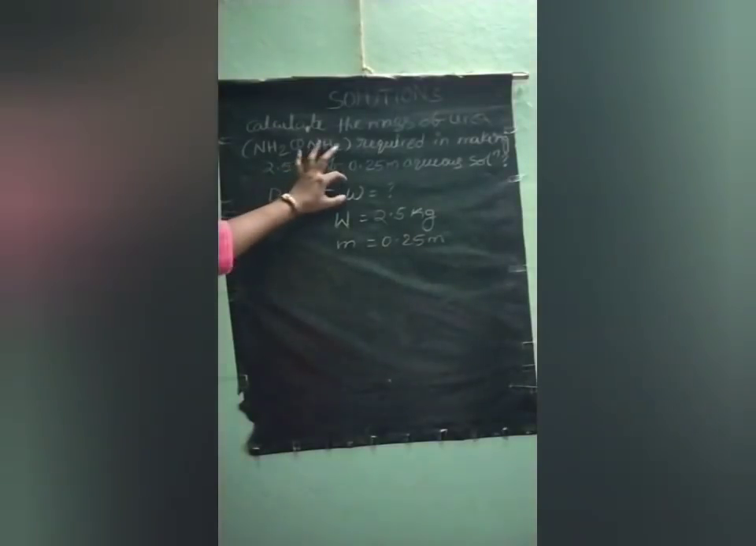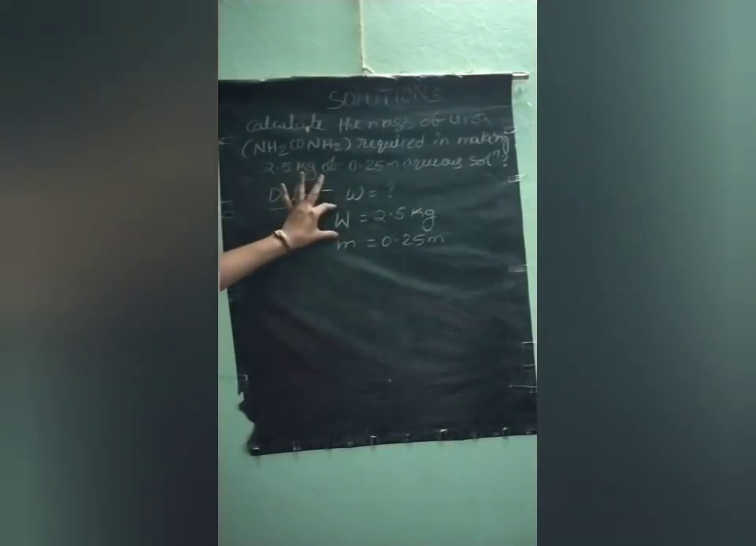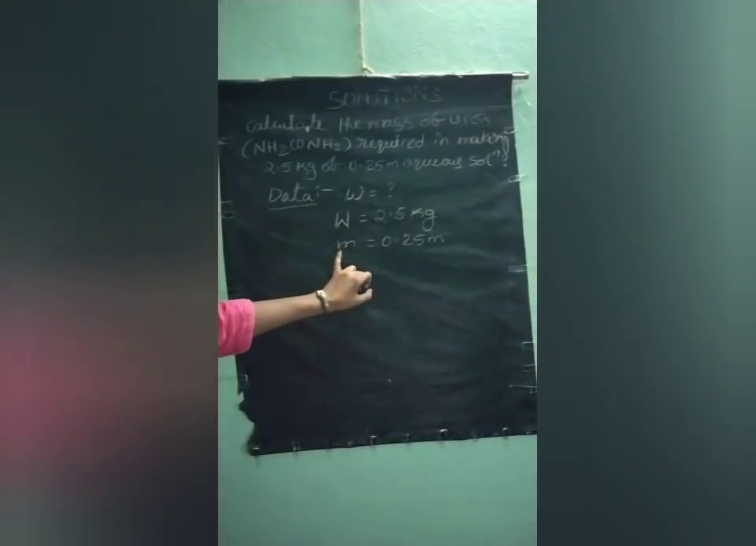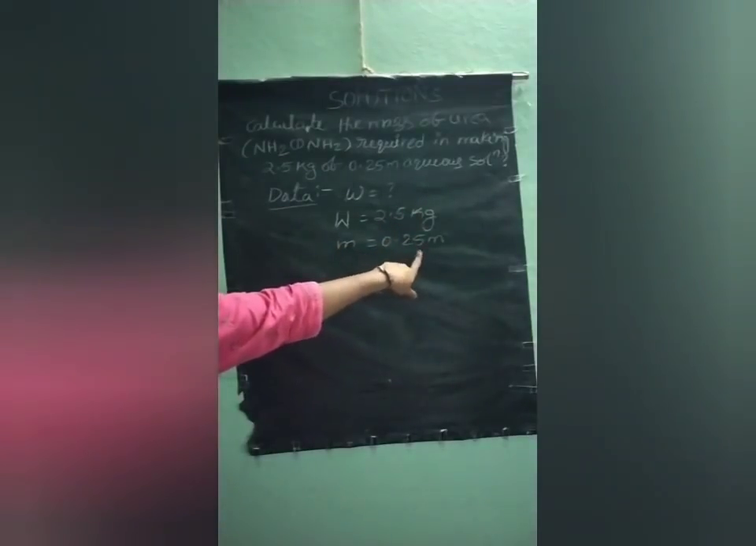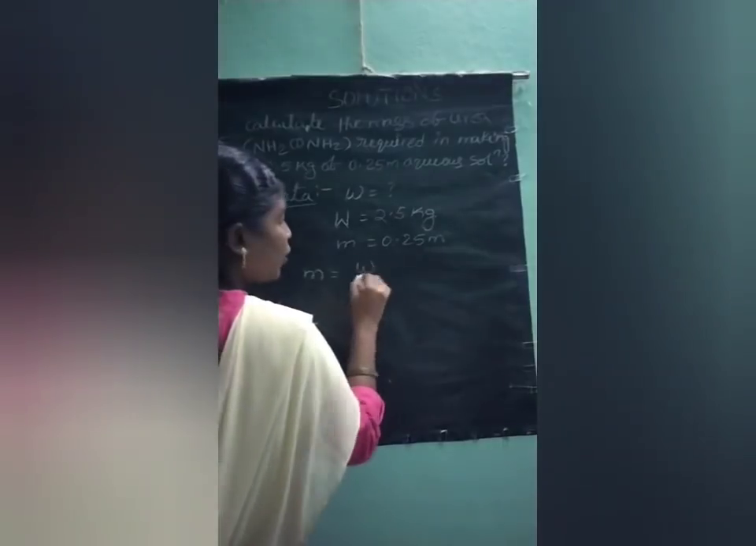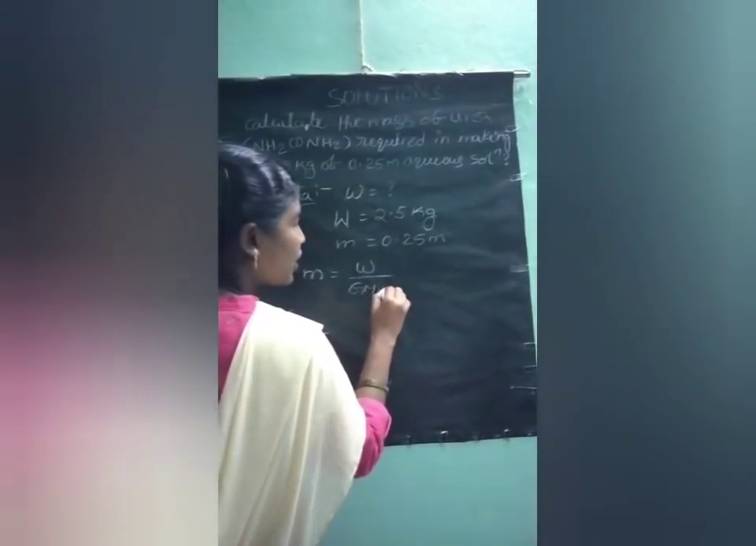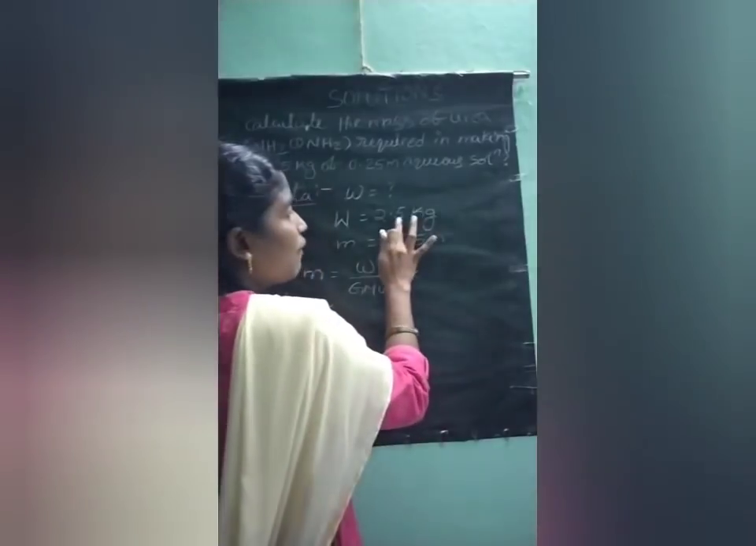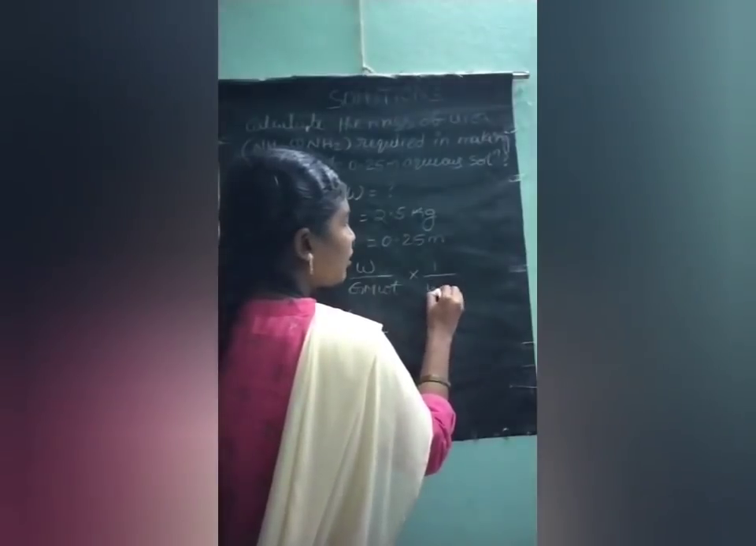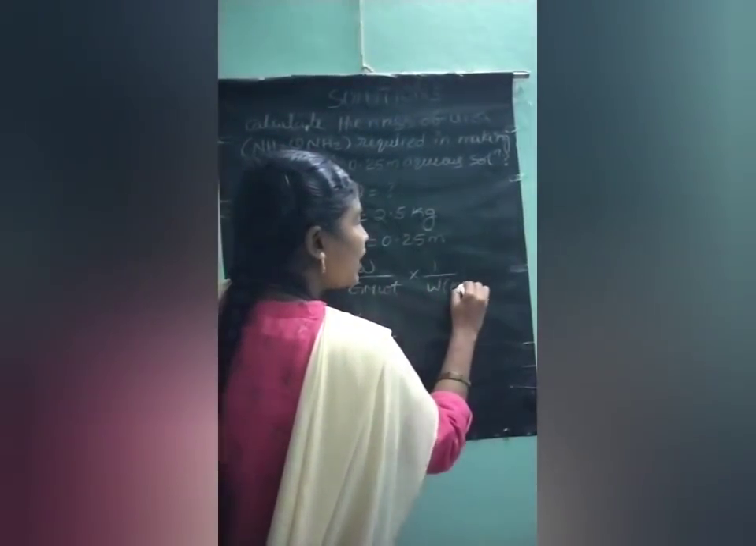2.5 molar. So this is the data given in the problem. Find the weight of the solute; the weight of the solvent is 2.5 kgs, and molality is equal to 0.25 molar. So what is the formula for molality? Molality is equal to weight of the solute by gram molecular weight of the solute, into 1 by the weight of the solvent in kgs. This is the formula used to solve this problem.